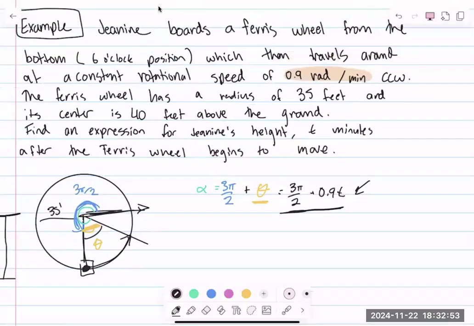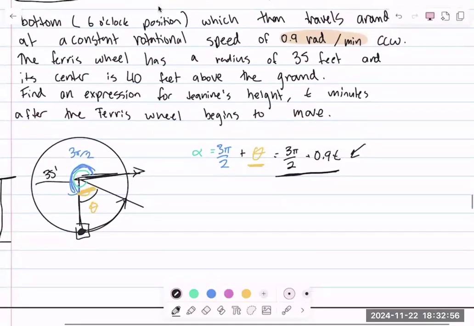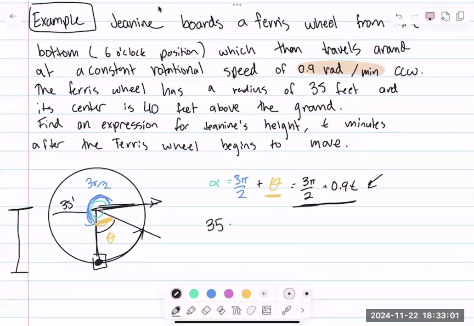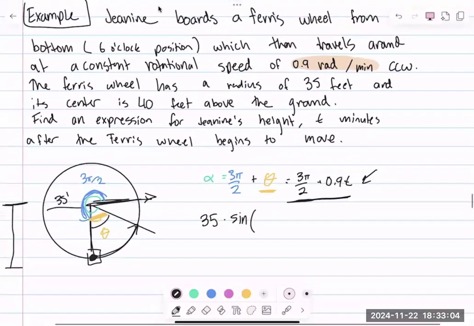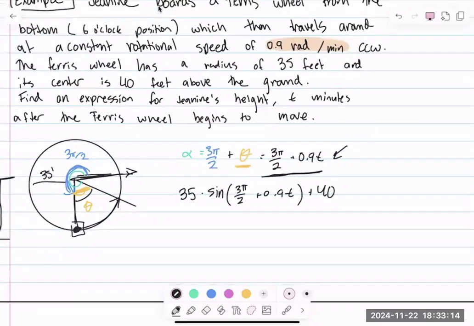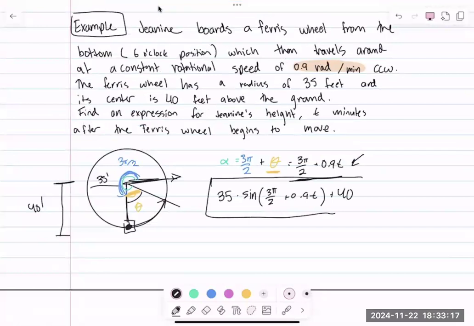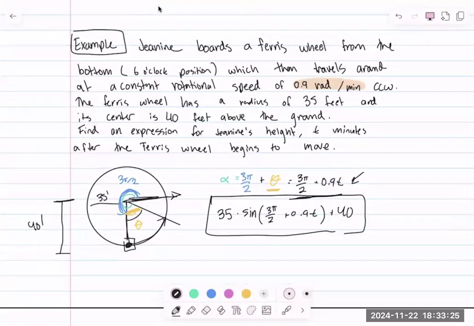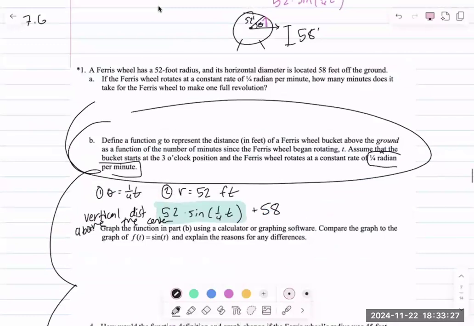We want an expression for her height, so we're going to use sine, and we're following the exact same rules as before. So 35, our radius, times sine, and we want our angle in terms of time, so 3 pi over 2 plus 0.9 t. And then the Ferris wheel is 40 feet above the ground. So this is an expression for her height. Really look back at 7.7 and try to make sense of this. It's exactly the same thing that we did before. If you can do this, you can do 7.7.